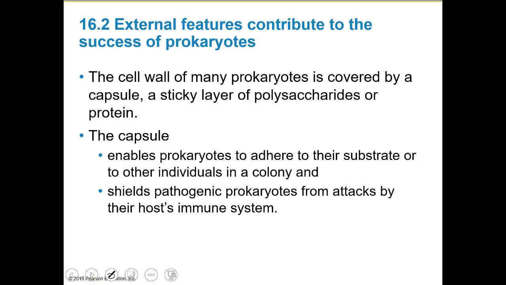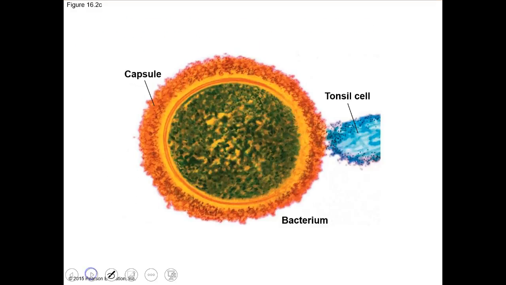So the cell wall of many prokaryotes is covered by a capsule. It's a sticky layer of polysaccharides or proteins. So the big thing to know is maybe that there is a capsule. Some basic anatomy of it. It enables the prokaryote to adhere to their substrate or to the individuals in a colony, and it also shields them from attacks from the host immune system. Because our immune system likes to fight things. All right, so there's a little capsule. Maybe this is a tonsil cell and this is a capsule of the bacteria.